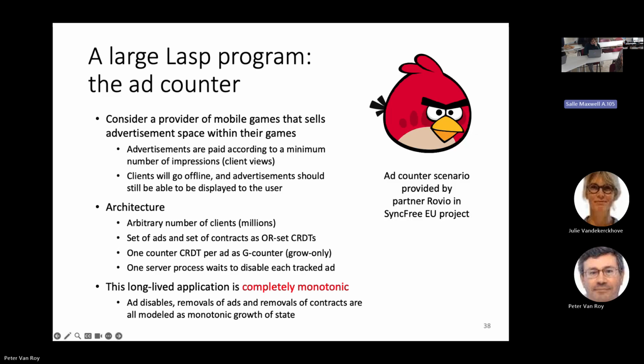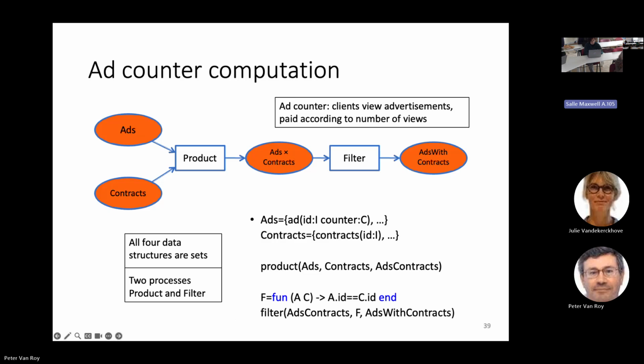So here we have an arbitrary number of clients. We implemented the contracts and the ads as OR-sets. We have counters, so these are G-counters in CRDTs. And we disable the ad when it reaches the number of views that it got. So this is a long-lived application that is completely monotonic, a distributed fault-tolerant application. So here's kind of the core computation. I have the ads and contracts. I make a Cartesian product, then I make a filter. So I will take the ads that have contracts. Basically, it's very similar to joins in a distributed database, okay? So this is kind of like a dynamic database with joins.